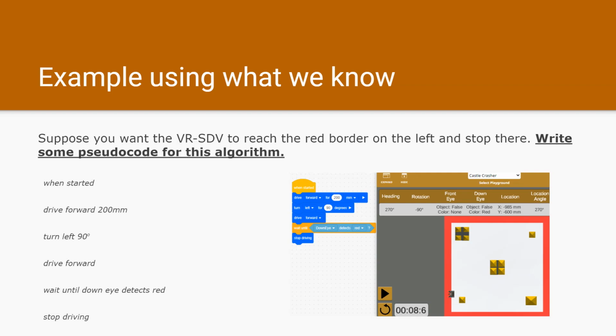It would be: when started, drive 200 millimeters, turn left 90 degrees, drive forward, wait until down eye detects red, then stop driving. That sounds very basic and robotic. Well, it is. That's the point. You're not going to say, well, when it started, blah, blah. No. Wasting your time.